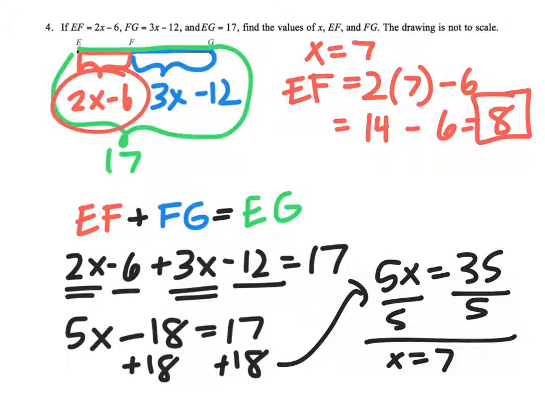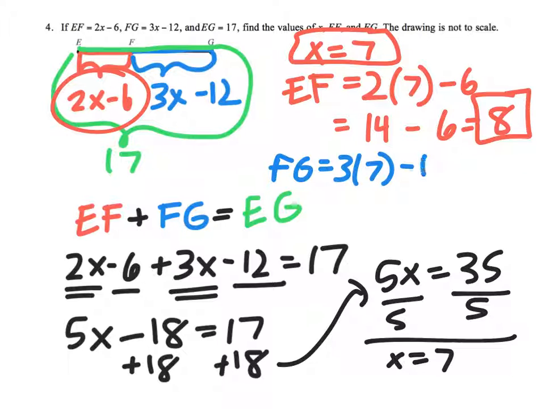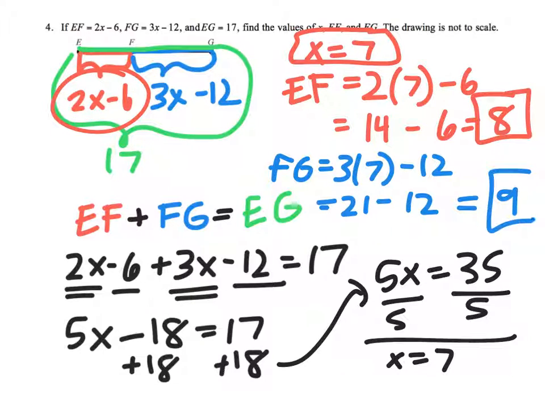So we have 1 here, we have 2, and then we also need to find FG. For FG, we have 3 times x, so we're going to do 3 times 7 minus 12, which is 21 minus 12, which gives me 9. So my 3 answers are 7, 8, and 9.